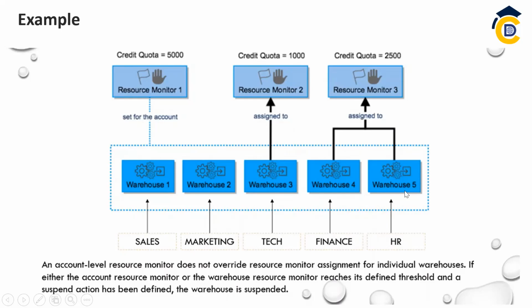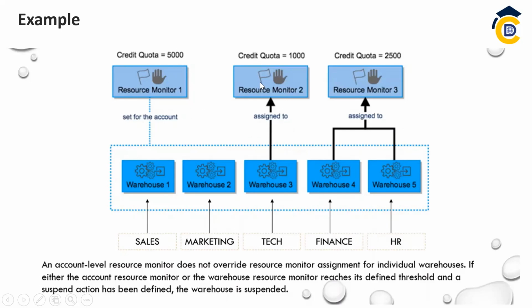Let's see the other scenario. And just let's read this. An account level resource monitor does not override resource monitor assignment for individual warehouses. If either the account resource monitor or the warehouse resource monitor reaches its defined threshold and a suspend action has been defined, the warehouse gets suspended. Okay, so they don't interfere with each other.